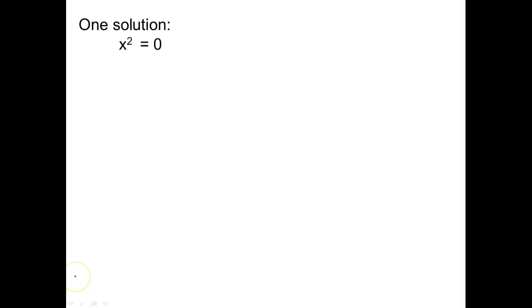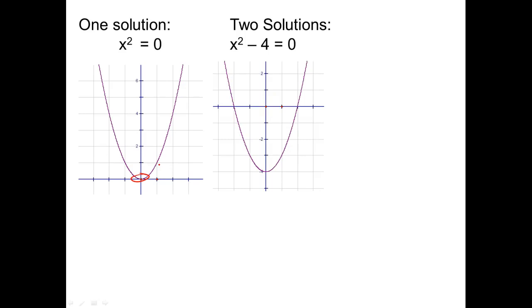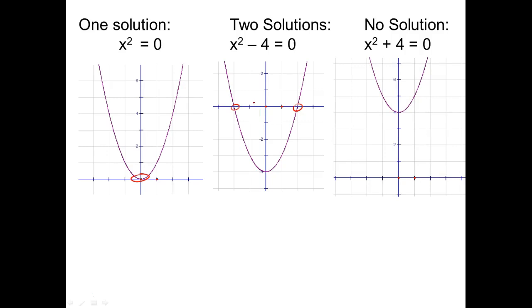Examples: the basic quadratic, the parent function, x squared equals 0, where the vertex is at the origin. Well, since the vertex is on the x-axis, that means that there is only one solution. If we shifted that down 4 and it's still opening up, you can see that it hits the x-axis in 2 locations. So this would be a situation where there are 2 solutions. And then a no solution situation would be one like this that's shifted up, still facing up, so it doesn't hit the x-axis anywhere.